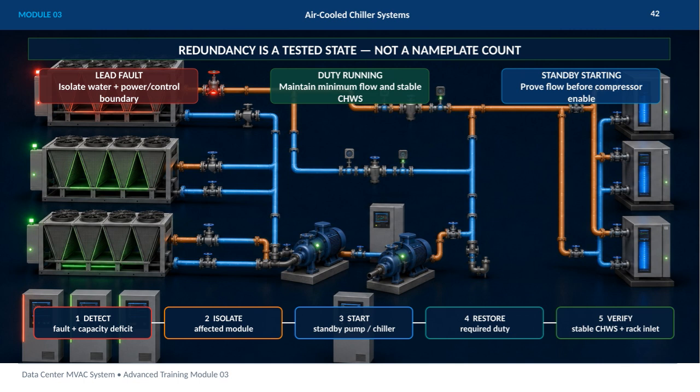The fault handling process follows 5 key steps. First, detecting the fault and any capacity deficit. Second, isolating the affected module. Third, starting the standby pump or chiller. Fourth, restoring the required duty. And finally, verifying that chilled water supply and rack inlet temperatures are stable. This sequence ensures continuous, reliable operation in air-cooled chiller systems.